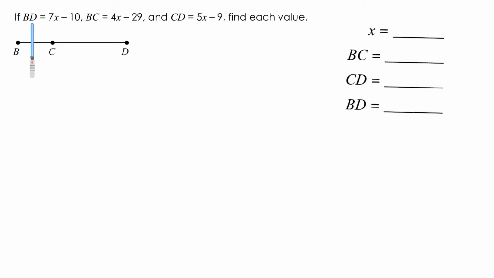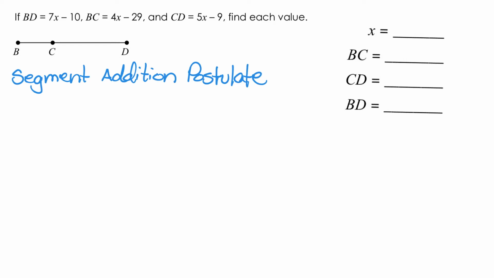If BD equals 7x minus 10, BC equals 4x minus 29, and CD equals 5x minus 9, find each value. So we need to figure out the values of these. In order to do this, we need to use the segment addition postulate, or typically I just call it SAP.